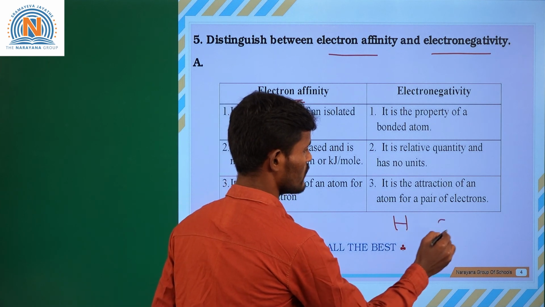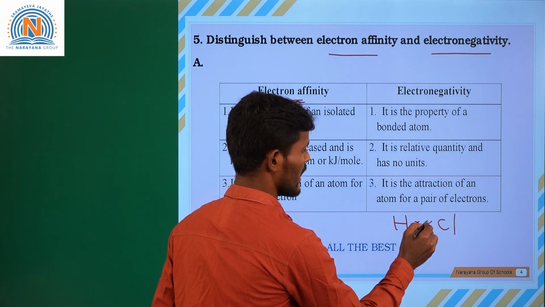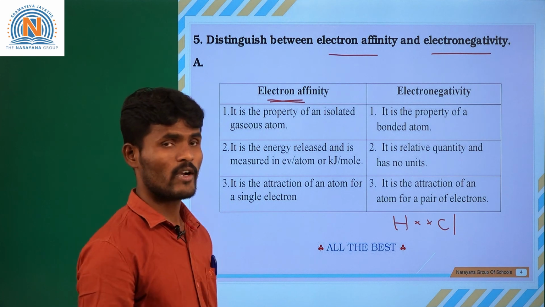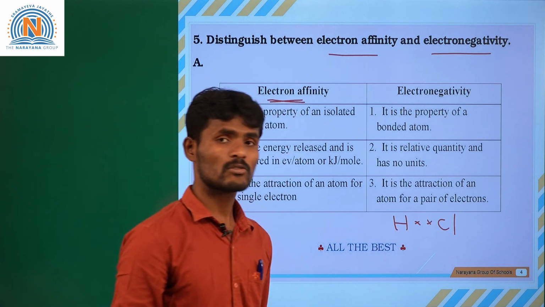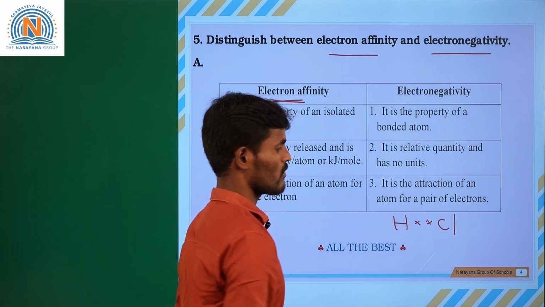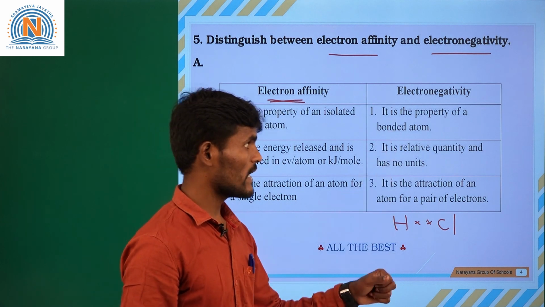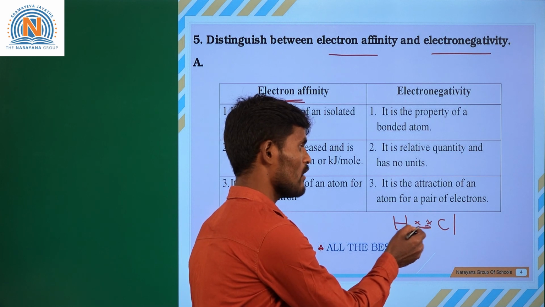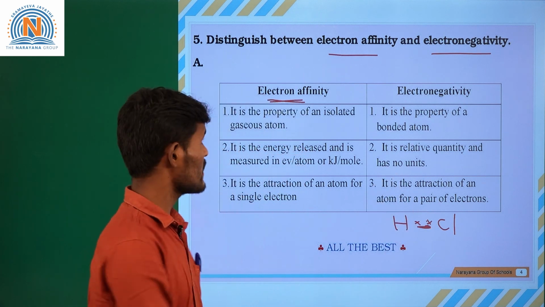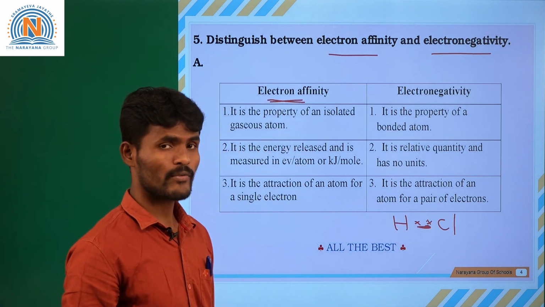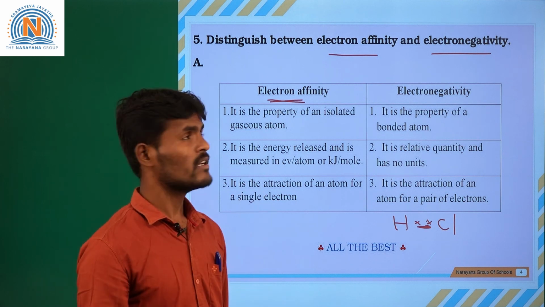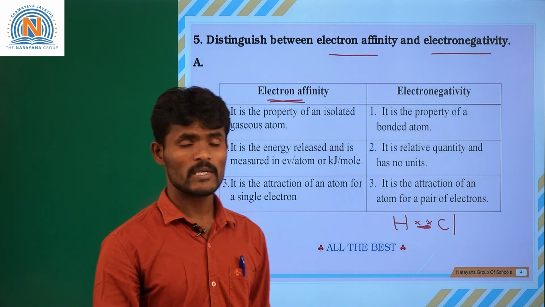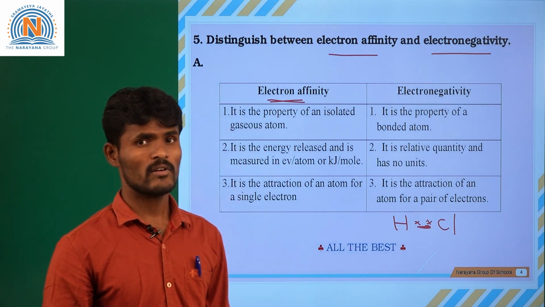Between hydrogen and chlorine there is a covalent bond. One covalent bond indicates two electrons. This is the pair of electrons. Electronegativity is the attraction of an atom for a pair of electrons, whereas electron affinity is the attraction of an atom for a single electron. So these are the differences between electron affinity and electronegativity.